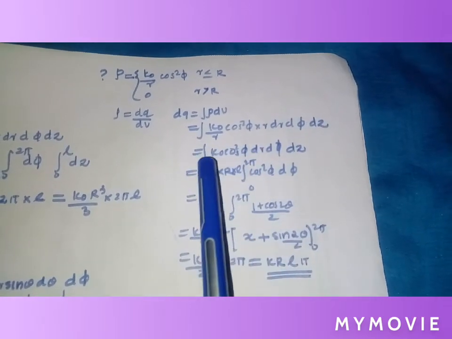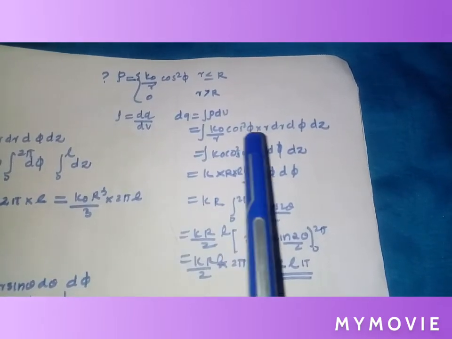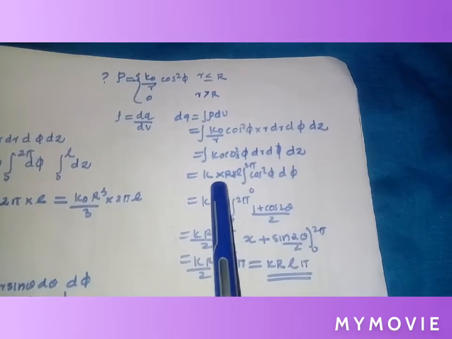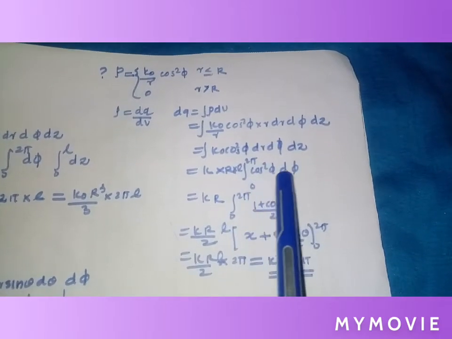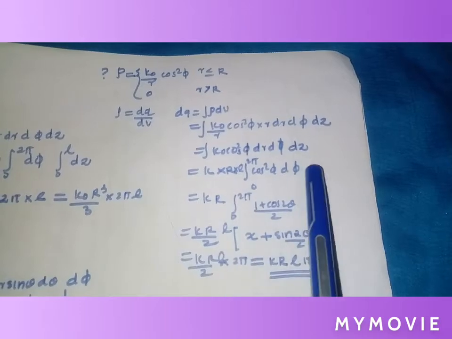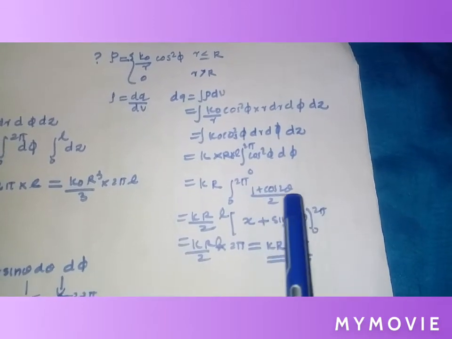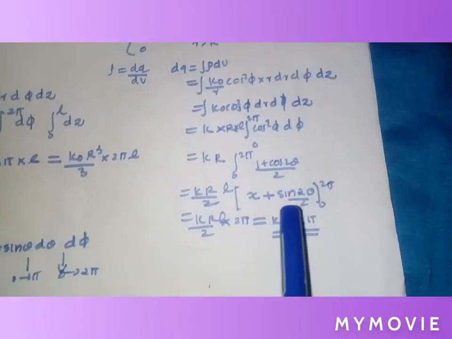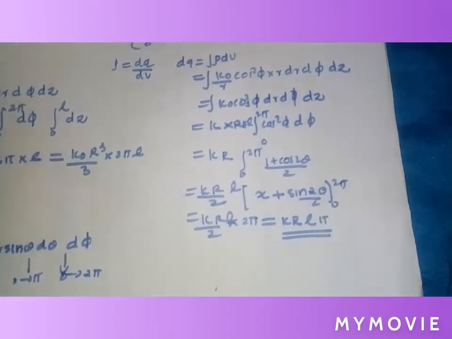So after separating the r variables and the phi and z variables and integrating this, here we also have cos square phi, so it is replaced with 1 plus cos 2 phi divided by 2, and after integration we get the answer as k R L pi.